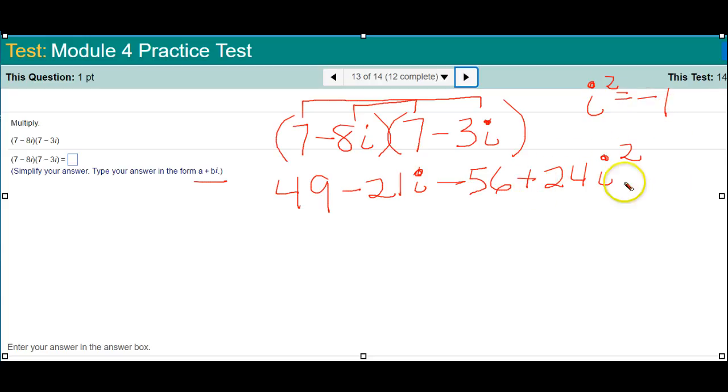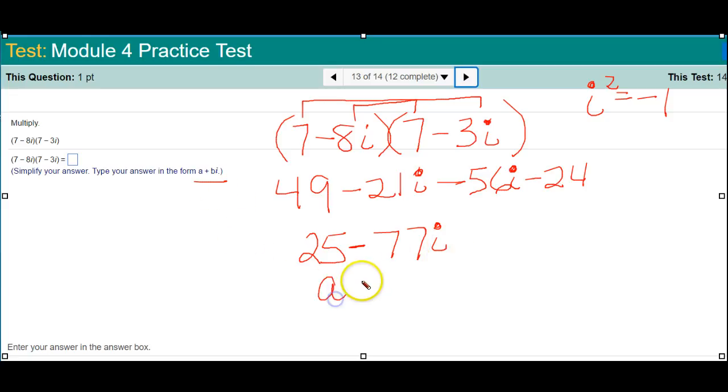All right, thinking ahead here a little bit. So this, we're going to get rid of the i squared here and the positive sign and make this a negative 24. So now we collect like terms. So this leaves us then, once we subtract 24 from 49 to get 25, group these together, oh I forgot the i there, a negative 77i, and this is in the form a plus bi, that is standard form of the complex numbers.